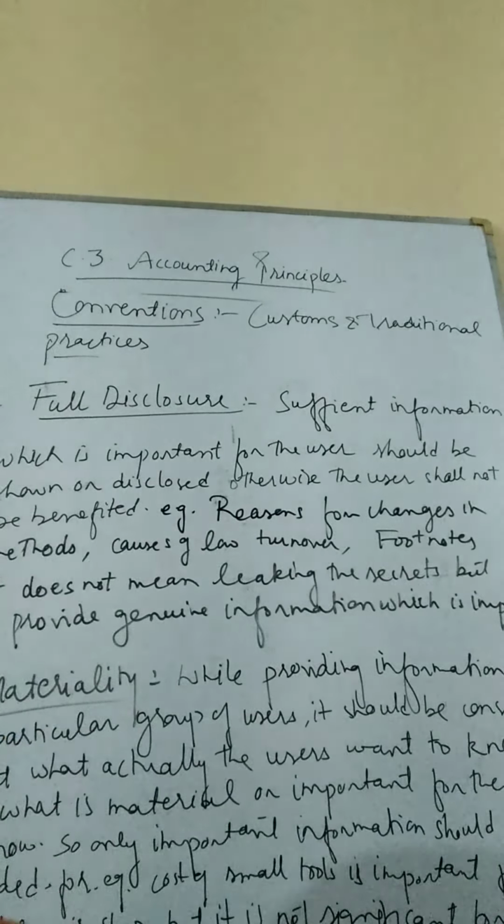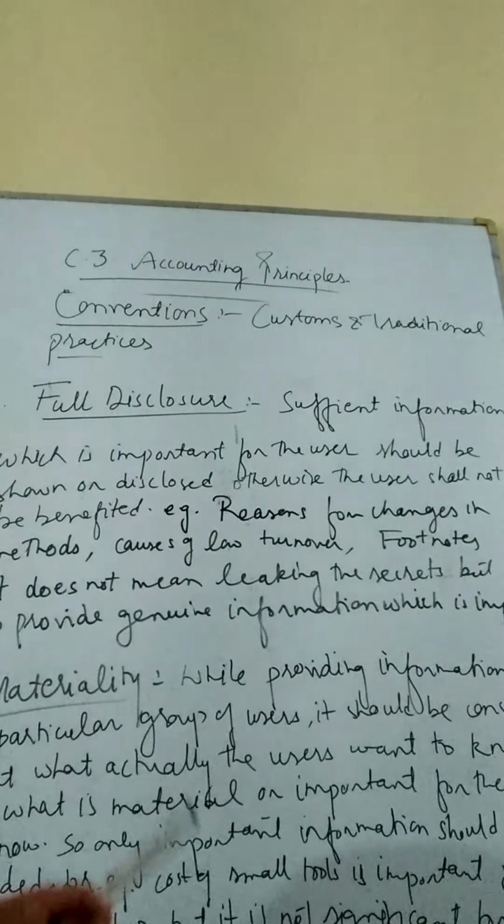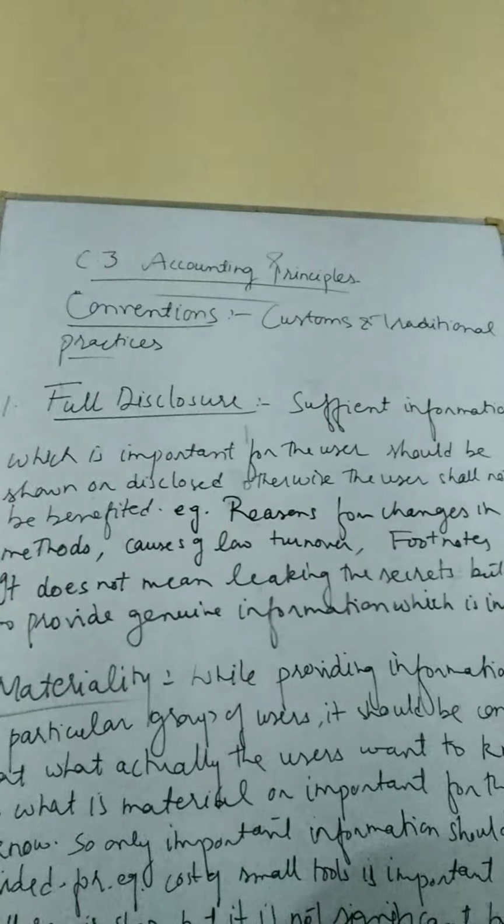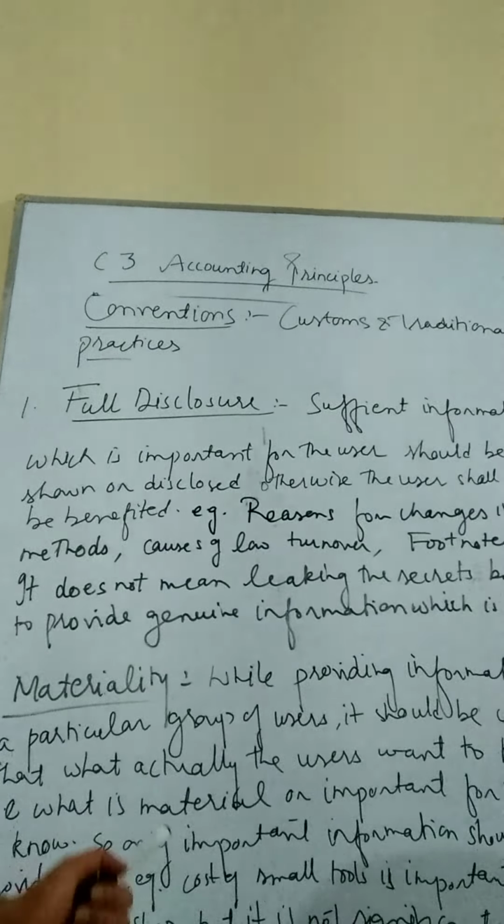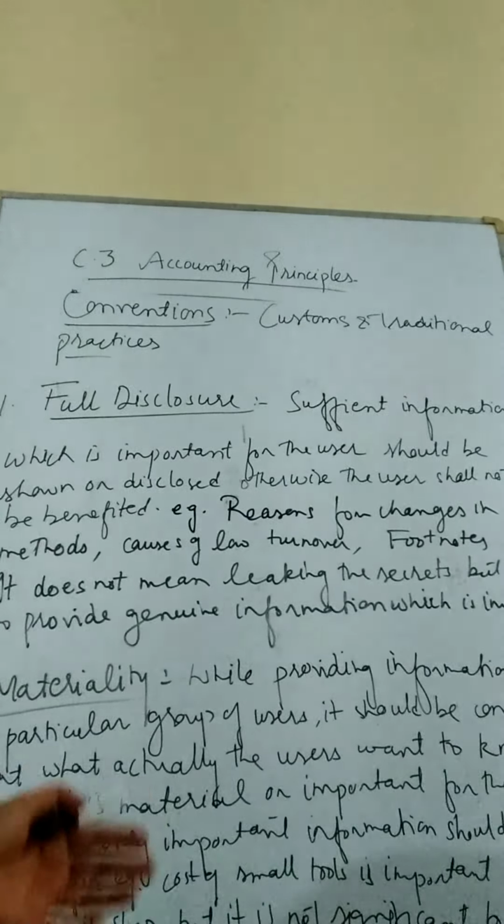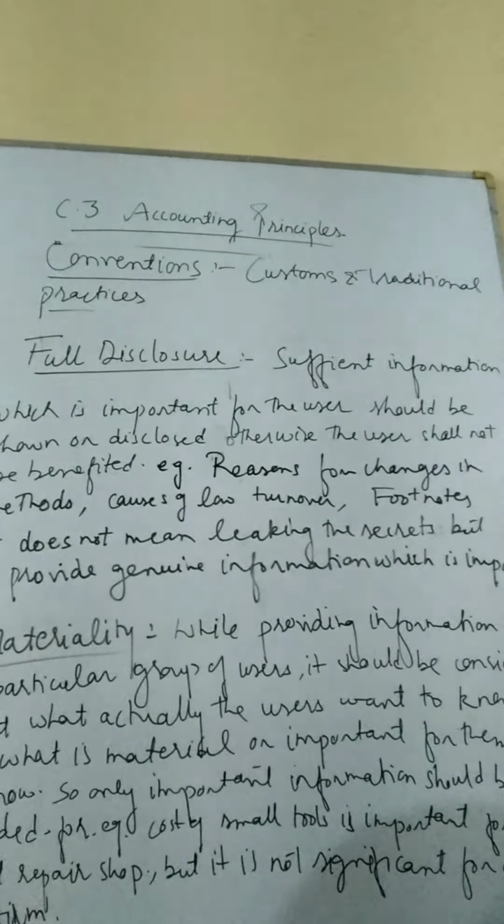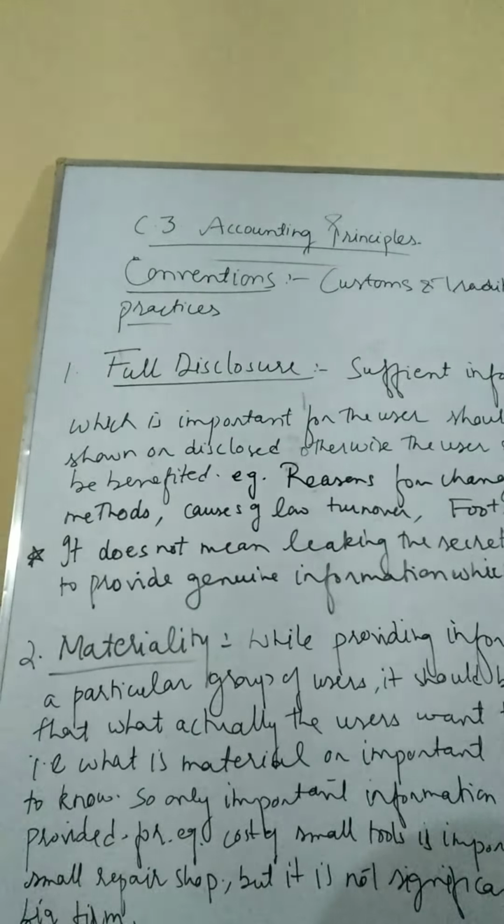And a lot of other information shall be shown below the profit and loss account or balance sheet as a footnote, so as to provide necessary information for the user to take his decisions and understand why these changes have happened. So this is called the full disclosure principle, which states that sufficient information shall be provided to the internal and external users for making various decisions.